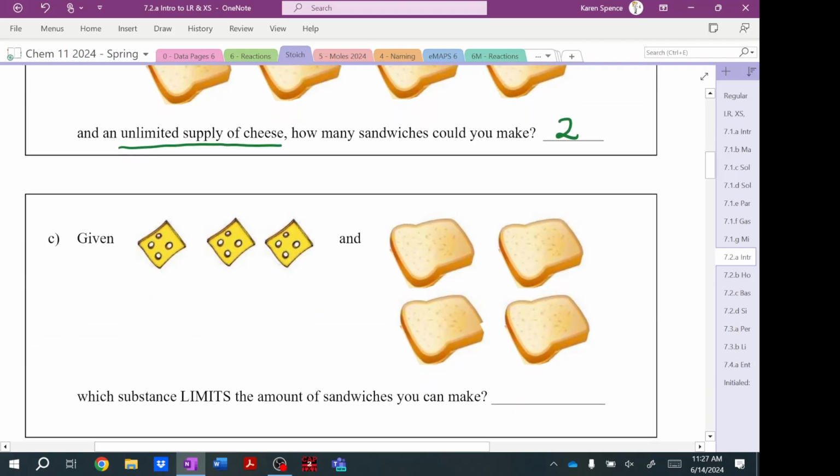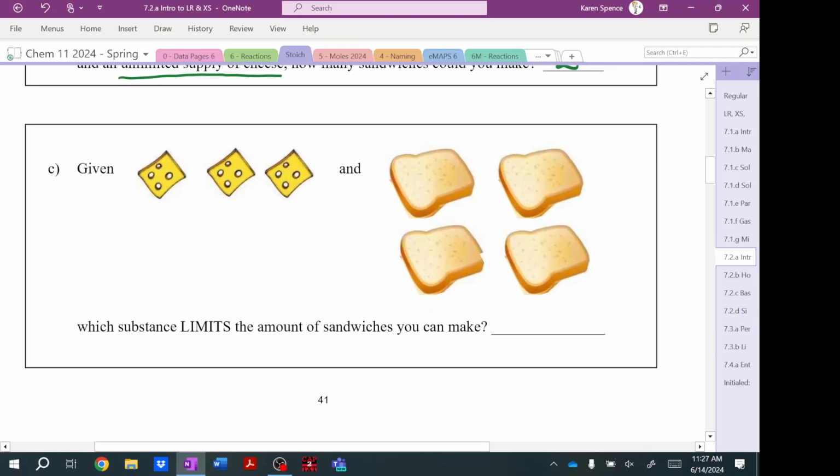Now, if I gave you 3 slices of cheese and 4 slices of bread, which substance limits the amount of sandwiches you can make? The bread. So this is the concept. The bread is what we call the limiting reactant. It limits how much product we can make.